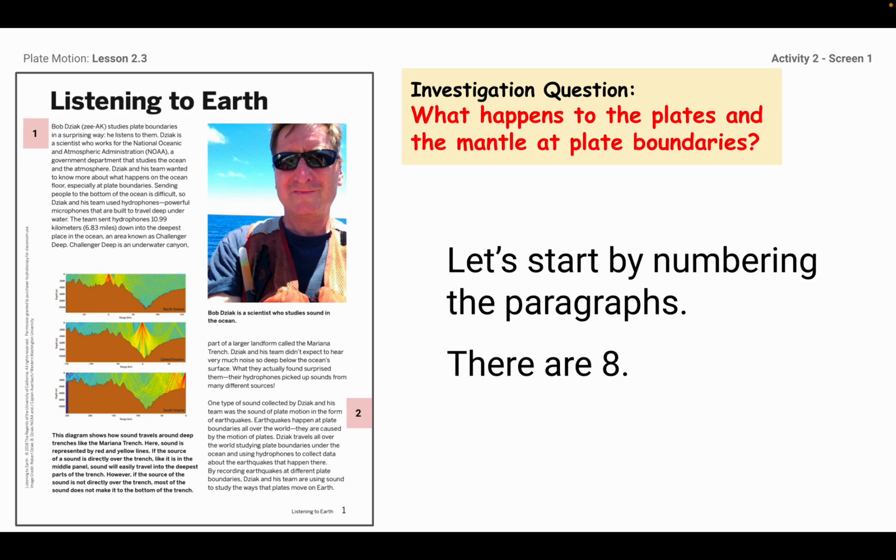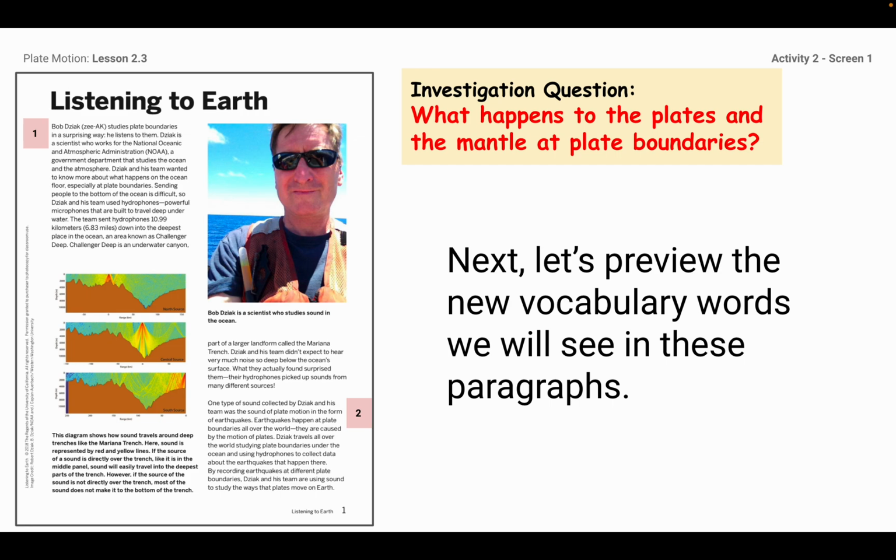Okay, so let's start by numbering the paragraphs. There are 8 paragraphs, so go ahead and pause this video and number your paragraphs. You should have 8. Okay, so now let's go ahead and preview the new vocabulary words that we're going to see in the 2 paragraphs that I want to focus on.